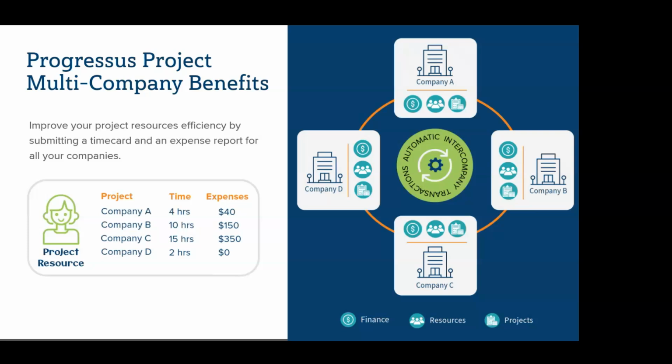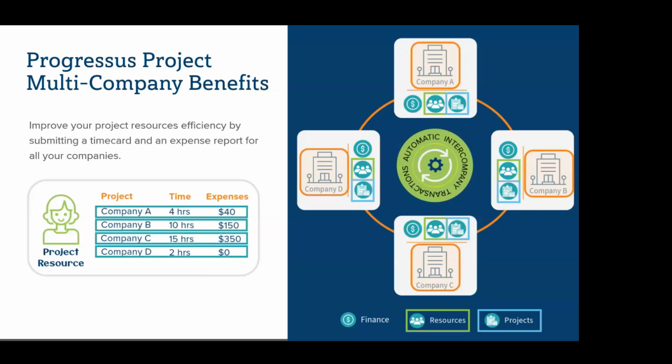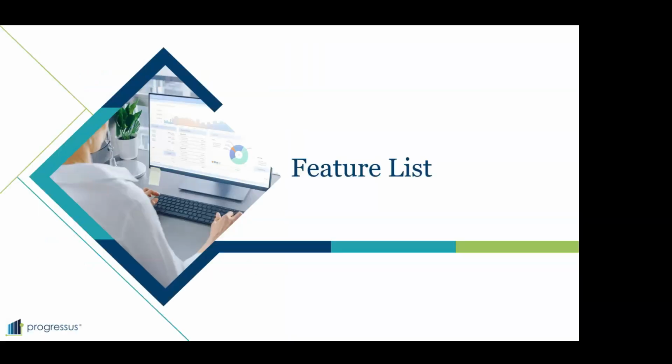So for example, you may have a project resource in a specific company, and yet they need to charge project time to multiple companies. They may need to charge time to company A, B, C, D, or any combination, but not just time, also expenses. By leveraging Progressus Multi-Company, the user can enter time or expenses in any of these companies and automatically have their intercompany due-to/due-from transactions created.